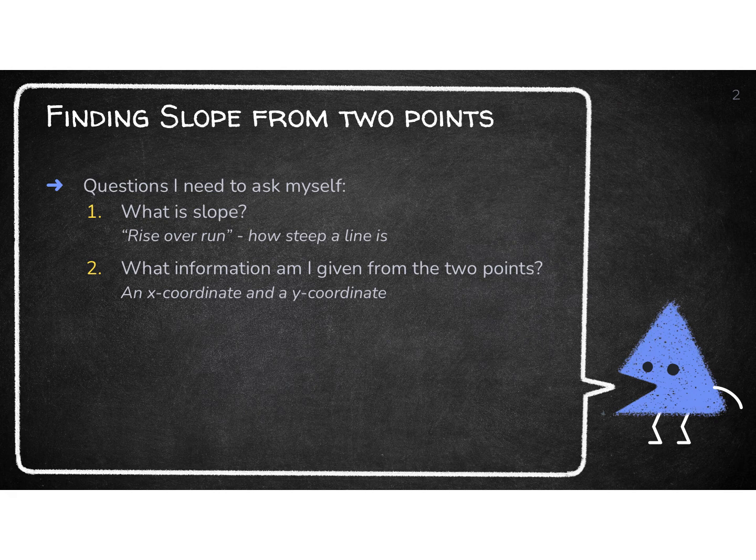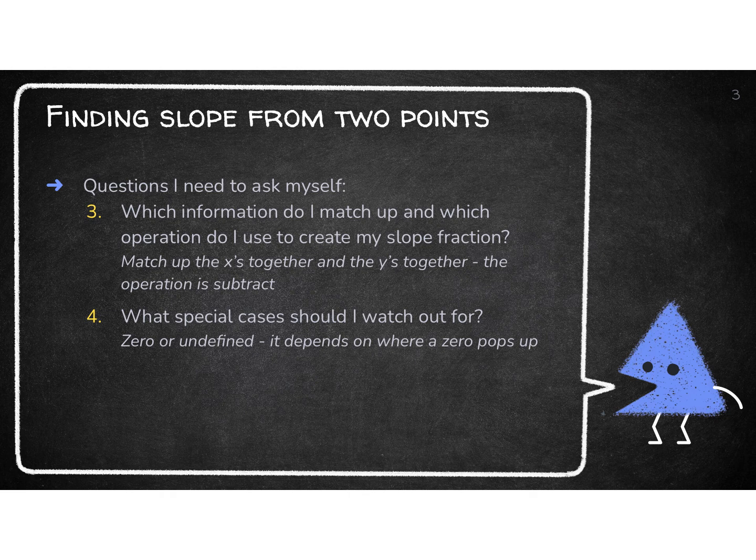When you're given 2 points, you're given x coordinates and y coordinates, and we're going to use those to find your slope. When you are given your points, we're going to label them so that you can match your x's up together and match your y's together, and then you're going to subtract them.